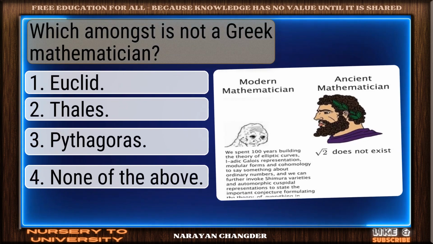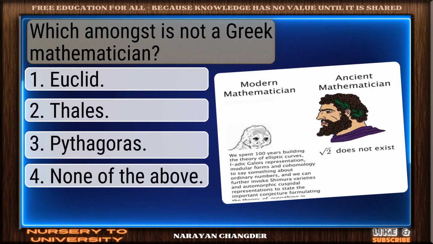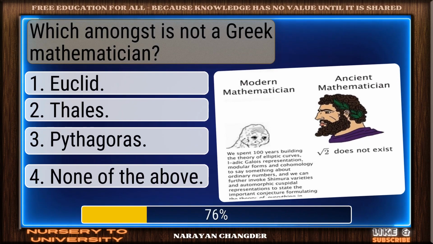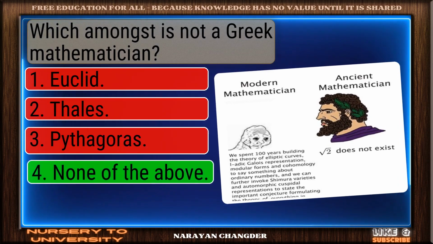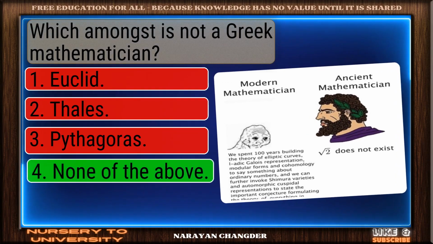Question number 37. Which amongst is not a Greek mathematician? Smart move. None of the above is an accurate answer.